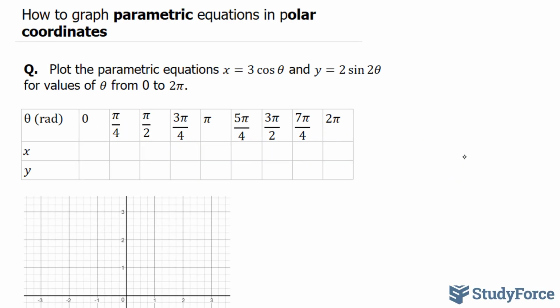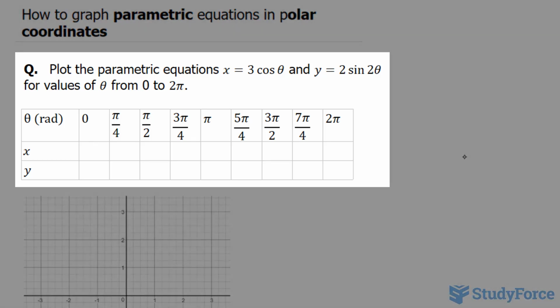In this video, I'll show you how to graph parametric equations in polar coordinates. The question reads, plot the parametric equations x is equal to 3 cosine theta and y is equal to 2 sine 2 theta for values of theta from 0 to 2 pi.